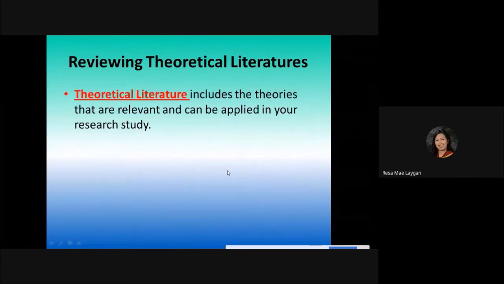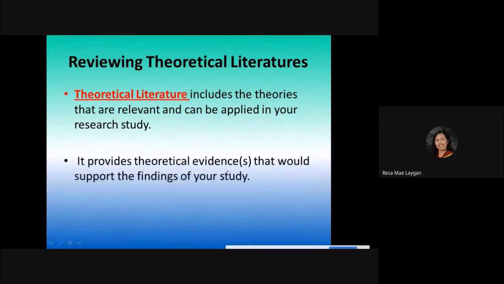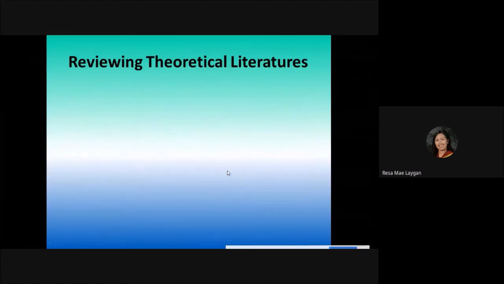So when we say theoretical literatures, this includes the theories that are relevant and can be applied in your research study. Actually, a theory provides a tentative answer to your research problem. So it provides theoretical evidences that would support the findings of your study because, again, theories provide a tentative answer to a certain problem.